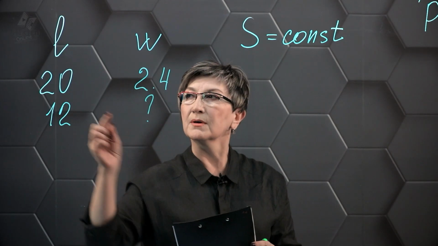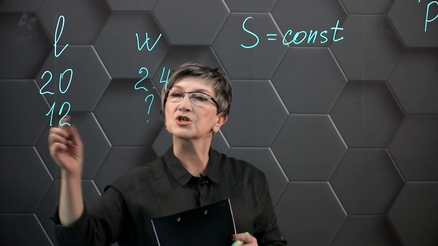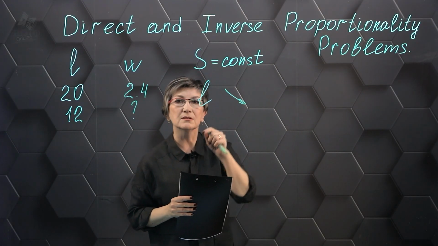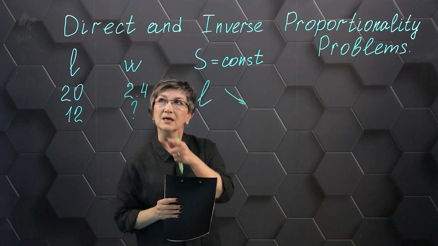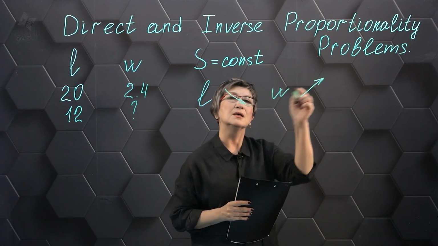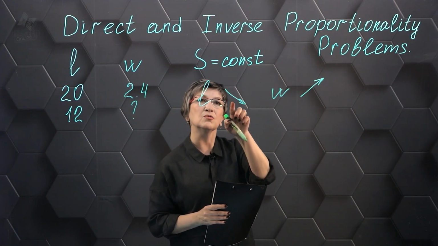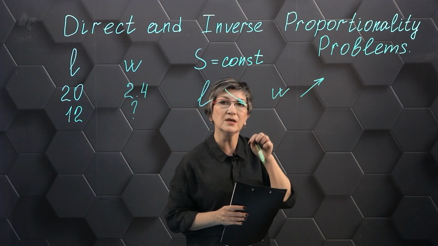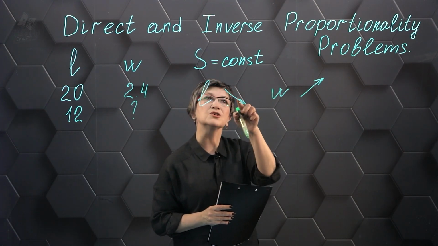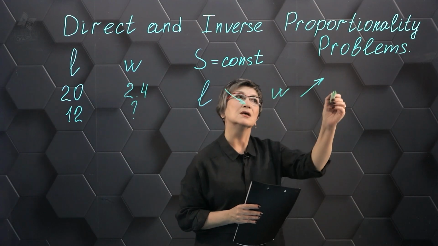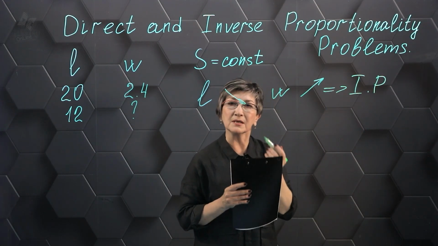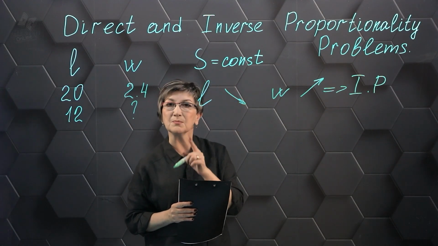Let's think about it. If length decreases, and the area remains constant, then the width must increase. If one quantity decreases and the second quantity increases, or vice versa, if the length increases and the width decreases, then it's an inverse proportionality. If it is inverse proportionality, then we need to make a proportion.